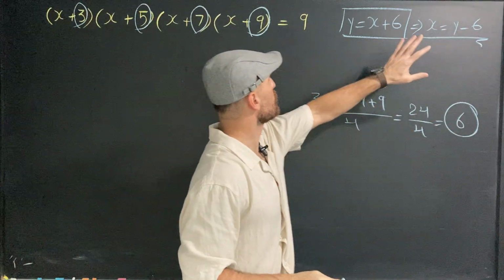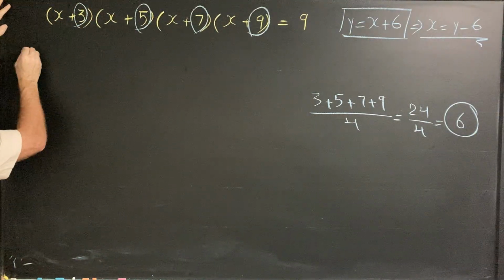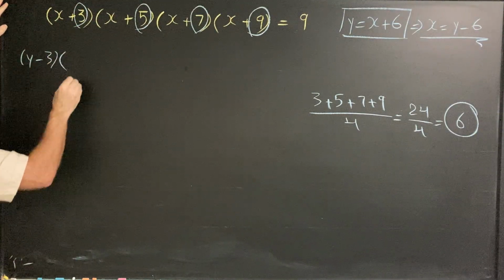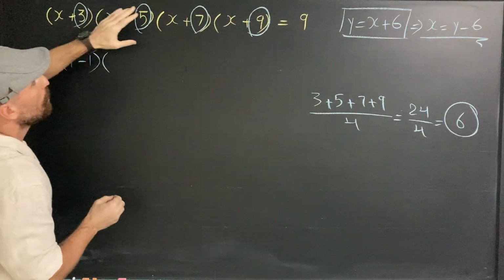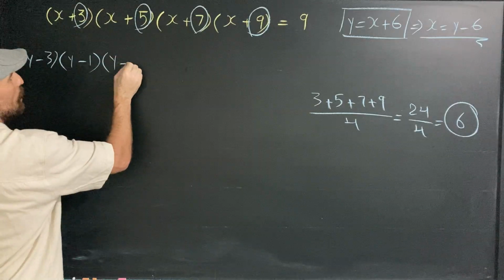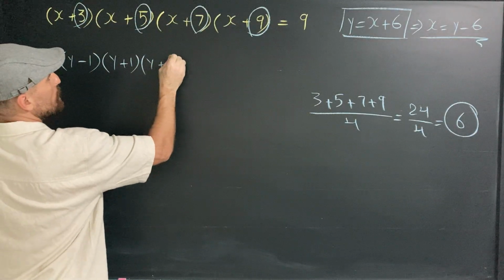So let's use this and rewrite our equation. Y minus 6 plus 3 is going to be y minus 3. Y minus 6 plus 5 is going to be y minus 1. Y minus 6 plus 7 is going to be y plus 1. Y minus 6 plus 9 is going to be y plus 3.